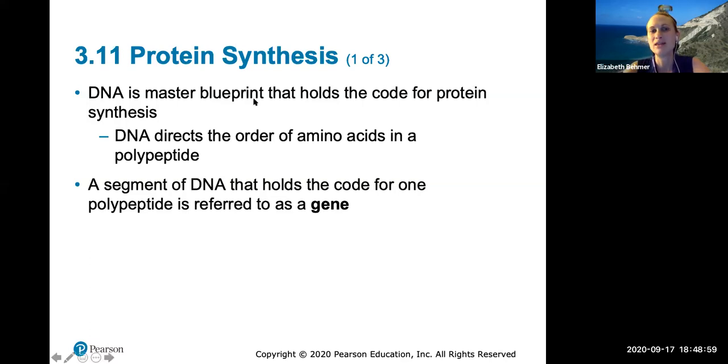This is all in the genetic blueprint. The DNA will direct the order of amino acids in a polypeptide. Polypeptide is just another word for a protein, and proteins are made of 20 different amino acids, but different combinations of them. A segment of DNA that holds the code for one polypeptide or protein is referred to as a gene.